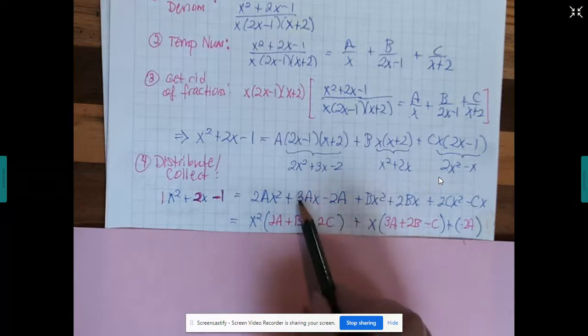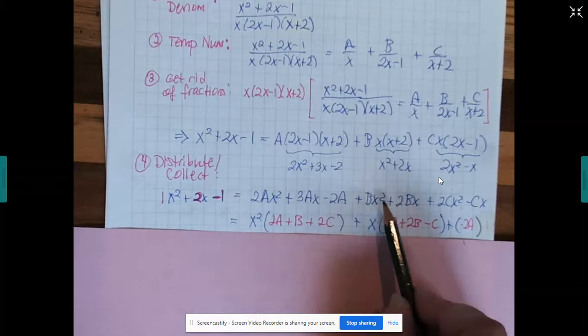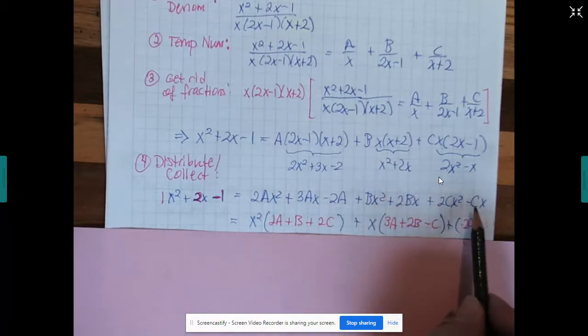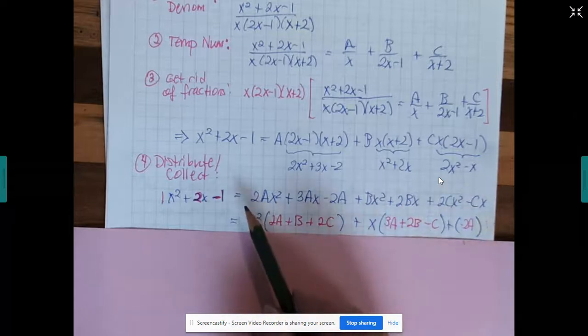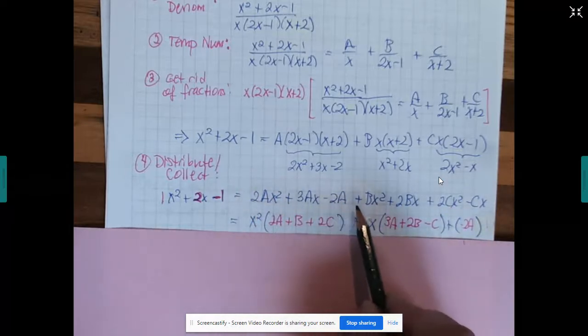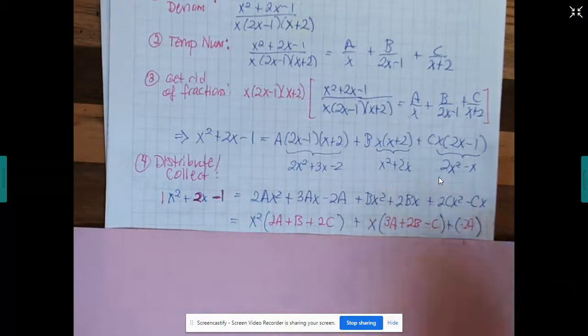Now all the x's, so factoring out the x, you're left with 3a plus 2b minus c, okay? And then the last one is just the constant term, which would just be minus 2a, and that's it, okay?